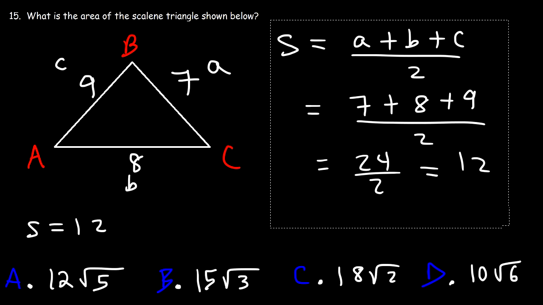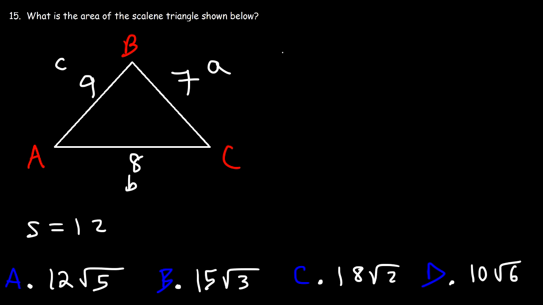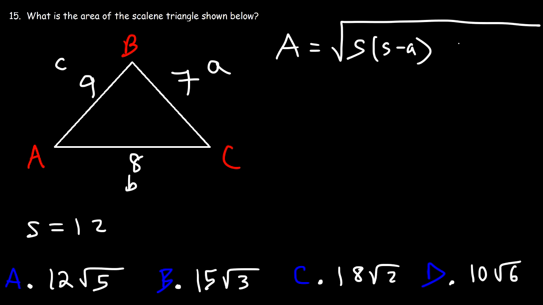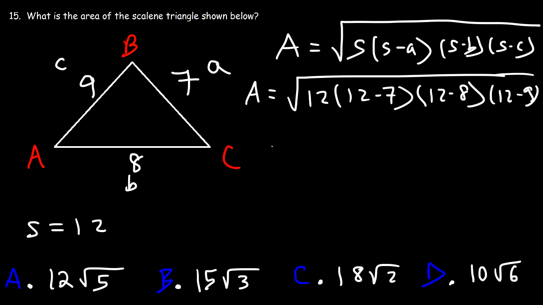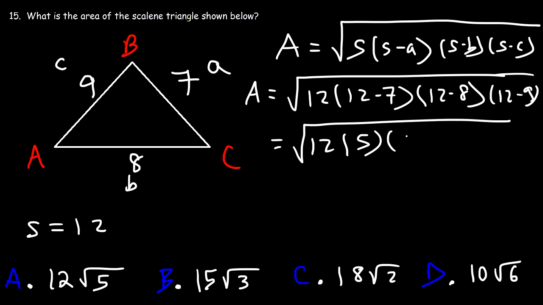That's the first step. Now the second step is to plug into this formula. So the area is going to be the square root of S times S minus A times S minus B times S minus C. So that's Heron's formula. Now S is 12. S minus A, that's going to be 12 minus 7. S minus B, that's 12 minus 8. And S minus C is 12 minus 9. Now 12 minus 7 is 5. 12 minus 8 is 4. And 12 minus 9 is 3. So this is what we have.